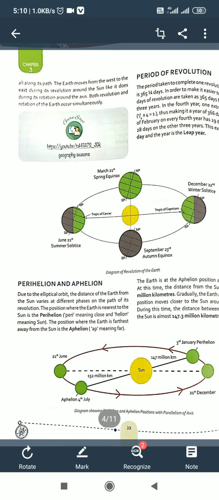For example, the years 2000, 2004, 2008, 2012 and 2016 are leap years, and 2020 is a leap year because these years are divisible by 4. If we talk about 2020, it is divisible by 4, so it is a leap year.